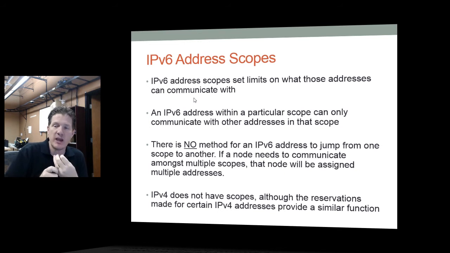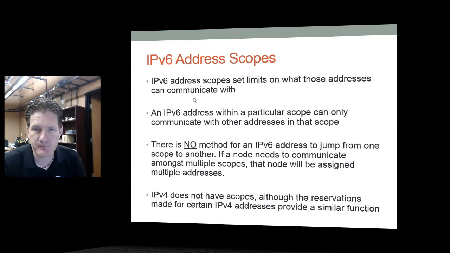If a node needs to communicate in multiple scopes, then you will have to assign multiple addresses. So if your machine is going to communicate locally, you give it a local address scope. If it's going to communicate globally, then you also give it a global address scope. This is a huge departure from what you're used to. So IP version 4 definitely is different in this regard. IP version 4 does not have scopes. However, we did have the ability to make reservations where we could reserve addresses for an IP version 4 node, which might be perceived as the same idea, but it's really a completely different concept.